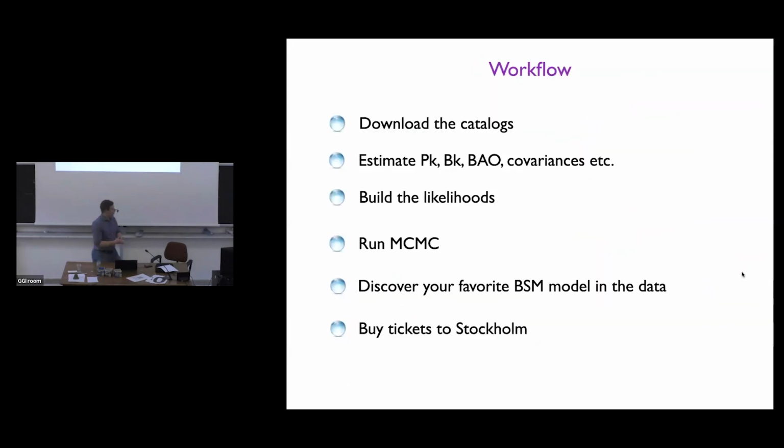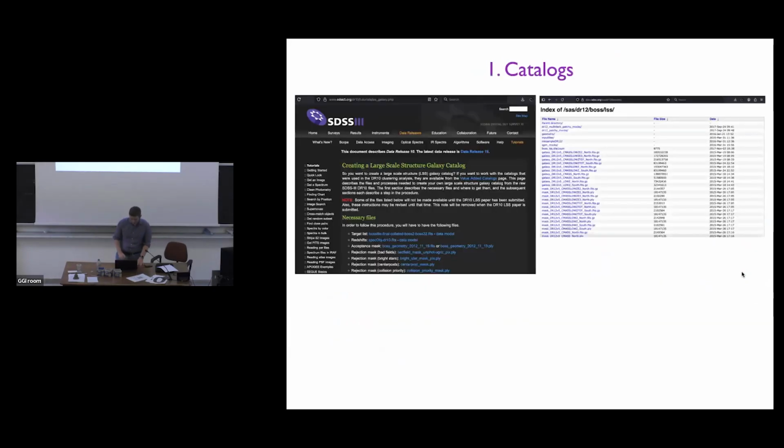All right, now the workflow that I'm going to go through today will be first download the catalogs, then estimate your statistics of interest, power spectra, bispectra, your covariance matrices, etc. Build a likelihood, run the MCMC code, and then hopefully discover your favorite model and then collect the Nobel Prize. Okay? So let's go through it.